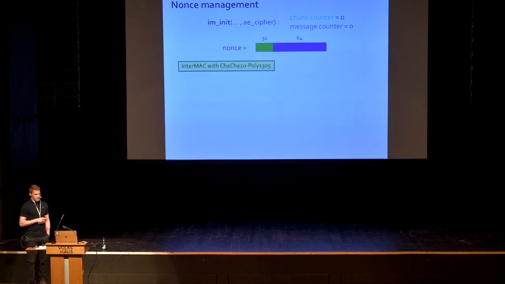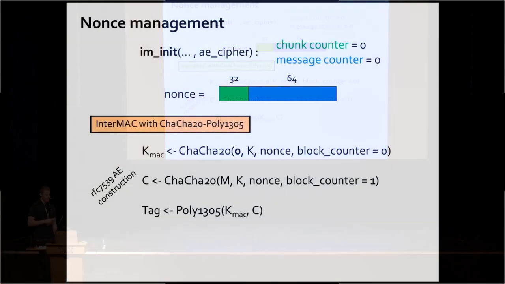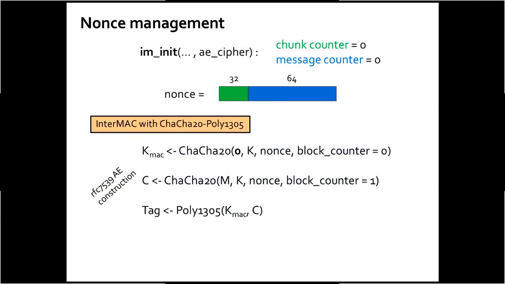OK, so how do we do nonces when InterMAC is using ChaCha-Poly? The ChaCha-Poly AE construction closely follows RFC 7539. This construction needs a nonce that is 96 bits long. That's the exact nonce we just created, so we can directly use that. Also note that a block counter here has nothing to do at all with InterMAC. It's something that is used internally in the ChaCha function. However, you must be very careful of updating it correctly, otherwise you lose all security.